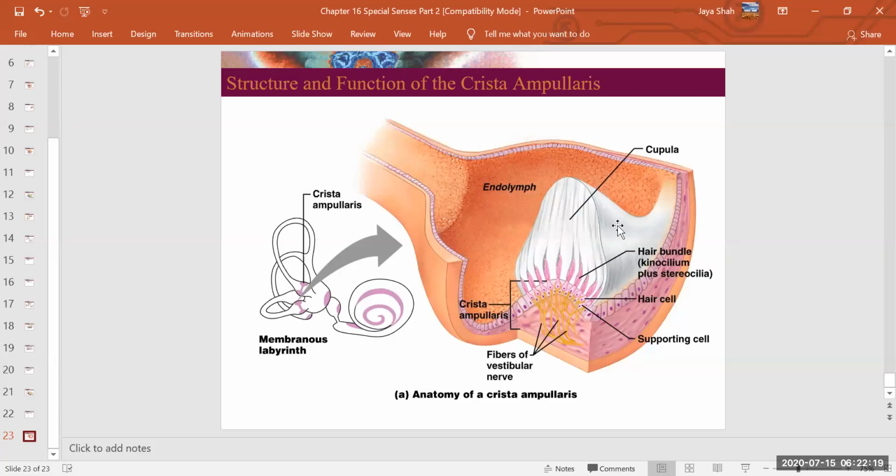These hair cells are suspended in the cupula. The cupula is a jelly-like substance that holds them, and this is filled with endolymph. So when you move your head, fluid moves here, and that moves this jelly, which moves the hair cells and depolarizes the fibers of the vestibular nerve, and it takes the impulse to your brain. That's how you feel the balance.